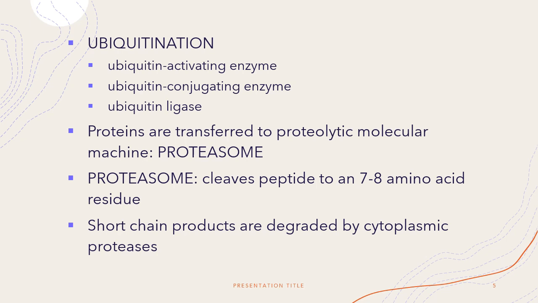It involves three enzyme classes. You have your E1, the ubiquitin activating enzyme, for the activation. Then your E2, the ubiquitin conjugating enzyme, for the conjugation. And then your E3, the ubiquitin ligase. Those are the important enzyme classes involved in the ubiquitination process.